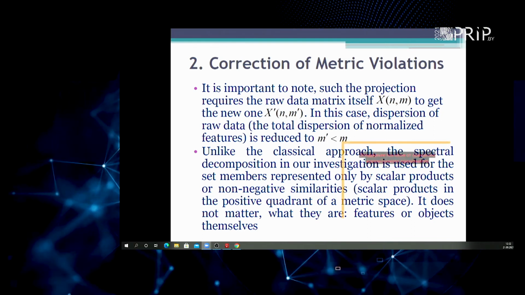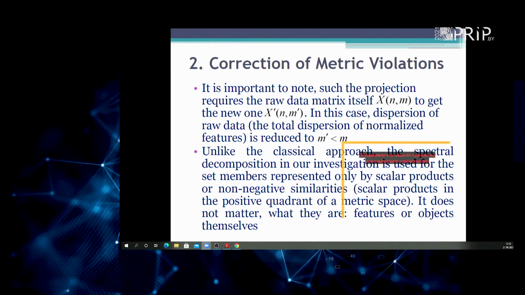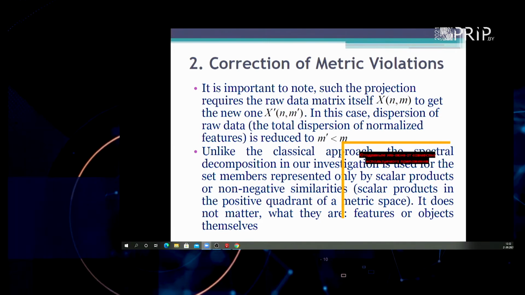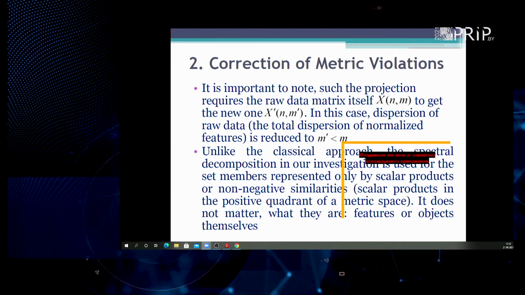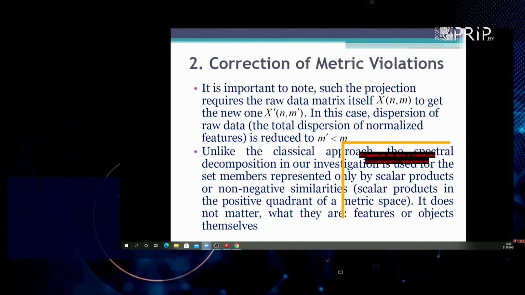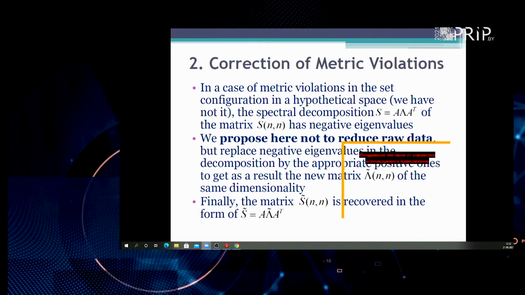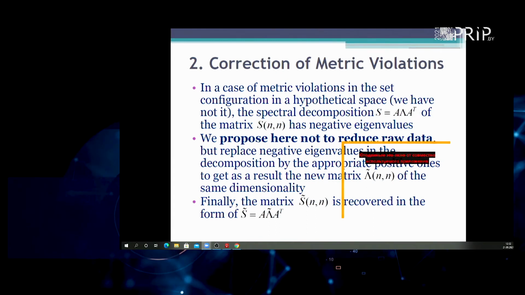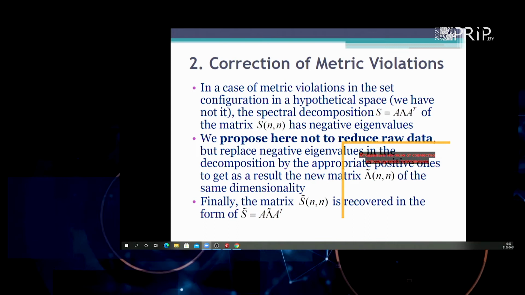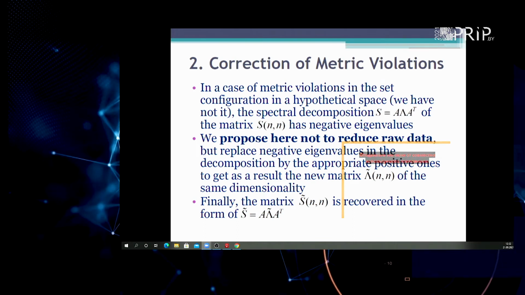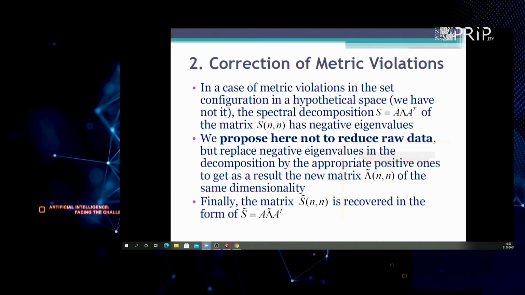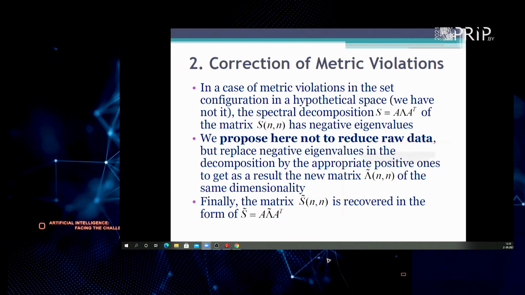Scalar products in the non-positive quadrant of the metric space are used as the similarities. It does not matter for us what they are, features or objects themselves. In the case of metric violations, in the set configuration in a hypothetical space, we have noted that the spectral decomposition of the matrix S has negative eigenvalues.